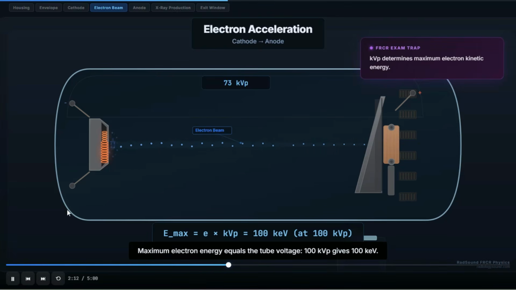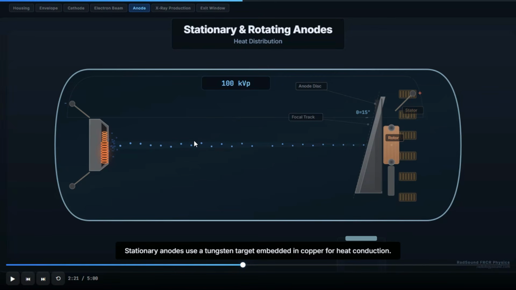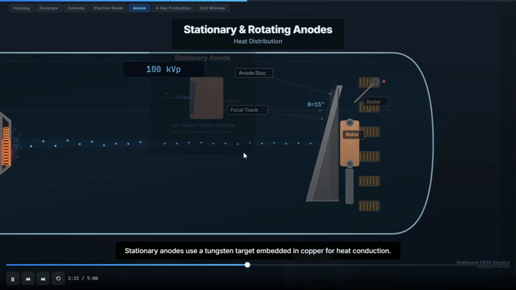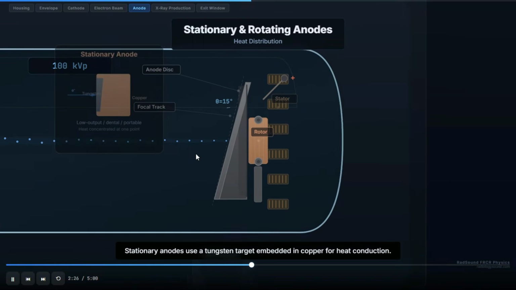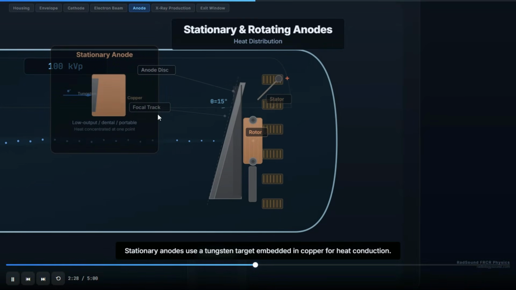So now, what's happening around the anode? Let's talk. The anode is divided into two different types. Mostly we have the stationary anode, which is limited to low output procedures because high output would lead to problems for the machine. The other type is the rotating anode.